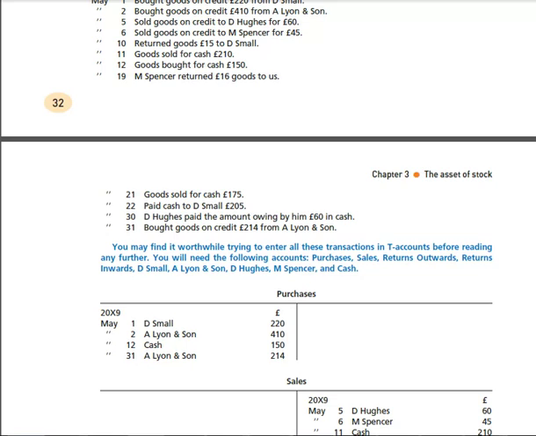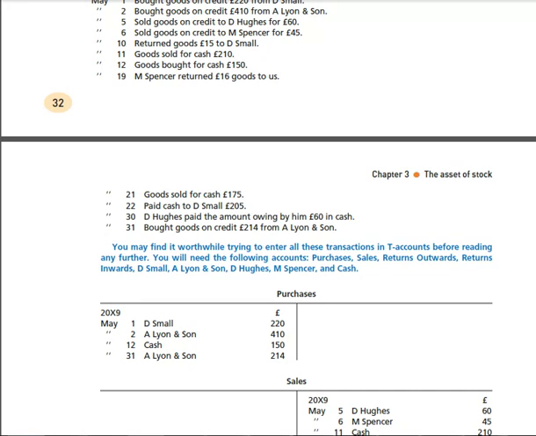Now M. Spencer returned 16 pounds of goods to us. When M. Spencer returns goods to us, it means we have returns coming in. So it's a return inwards. The return inwards account, as we explained above, is always debited because return inwards entails an increase in the stock that we have. So we know that the return inwards account would be debited by 16.